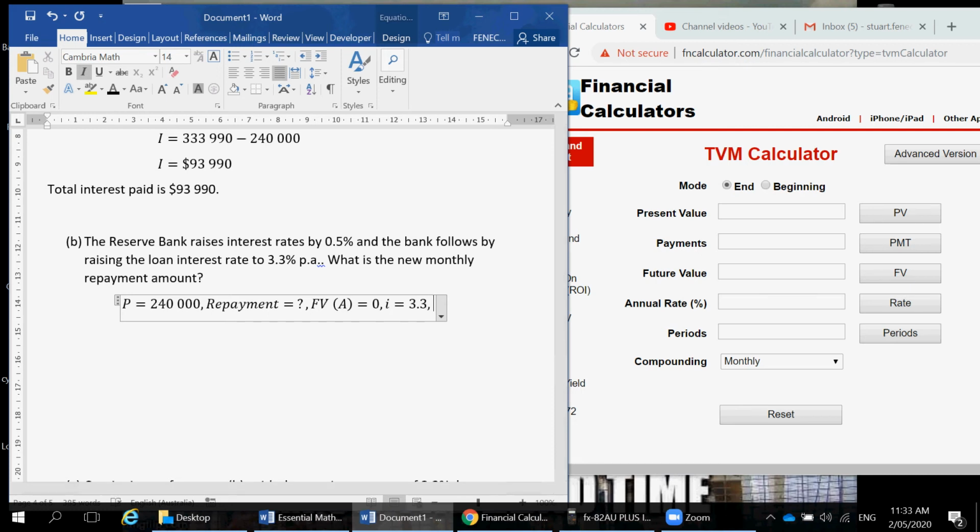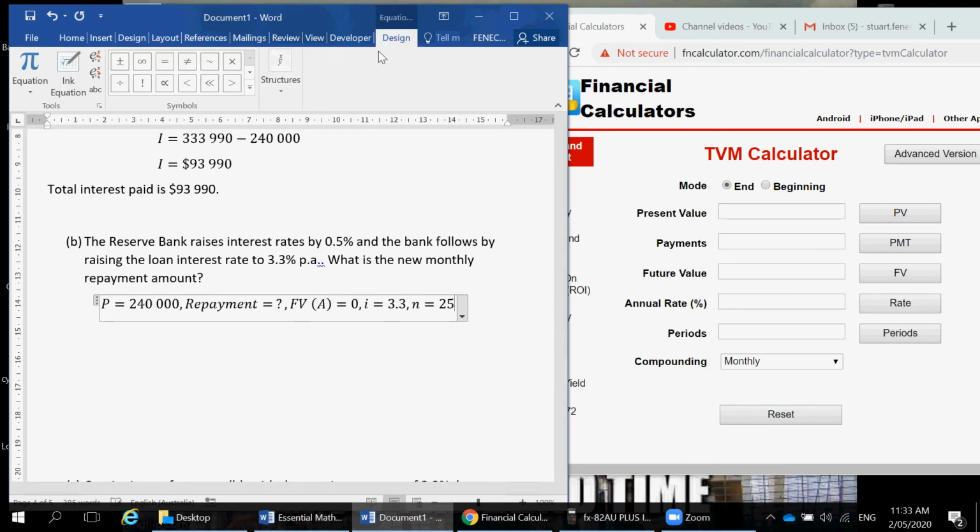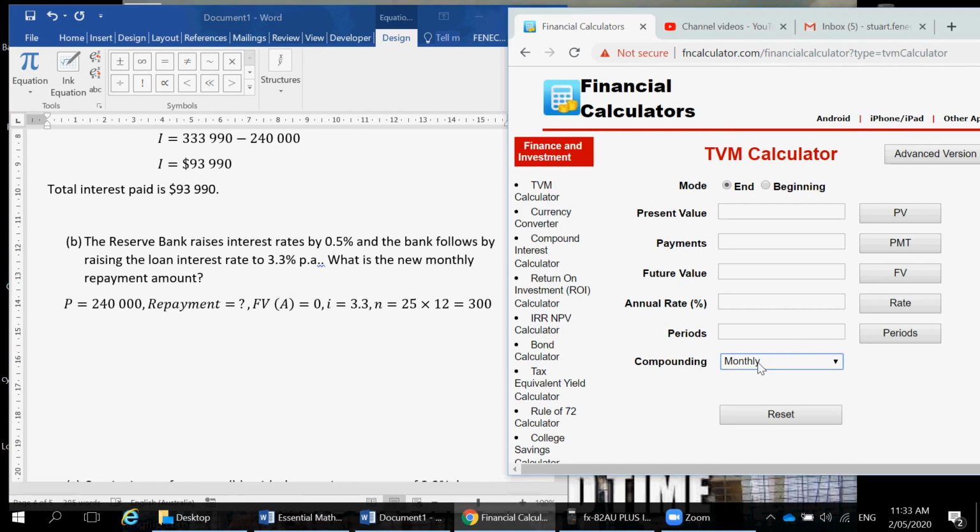The number of time periods, we discussed that before. 25 years, but we need it in months because we're working in months. So N will be 300. So make sure our compounding's set correctly to months because we are working in months still. Now we've got all the information. We can put it straight into the calculator.